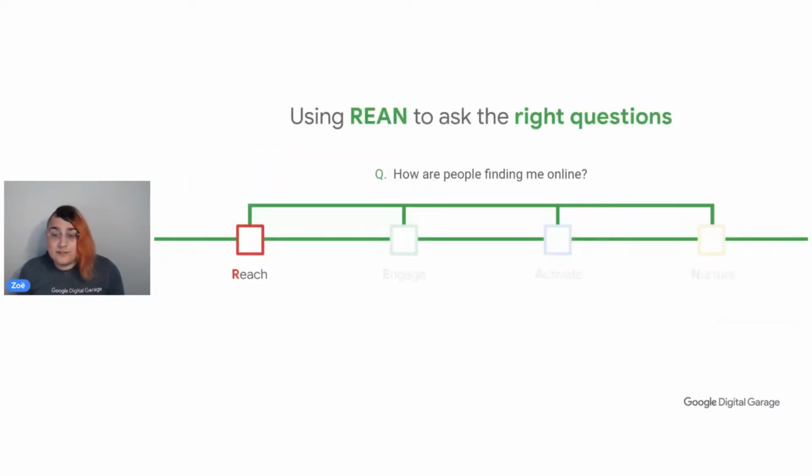So we need to use this reach, engage, action, nurture. We need to use that to ask the right questions, and then we can use Google Analytics to find the answers, and we can do something with the data. So let's start off with reach. We want to know how people are finding me online. Well, we can find that with Google Analytics.